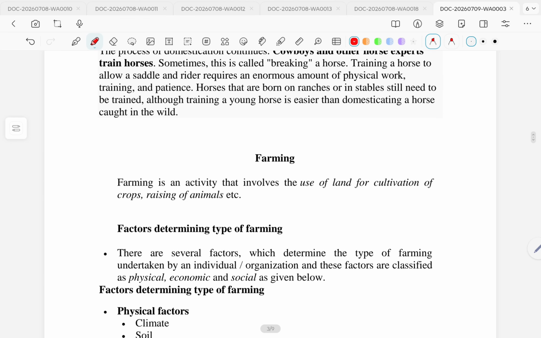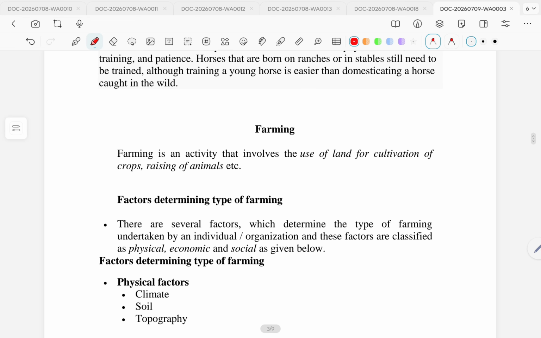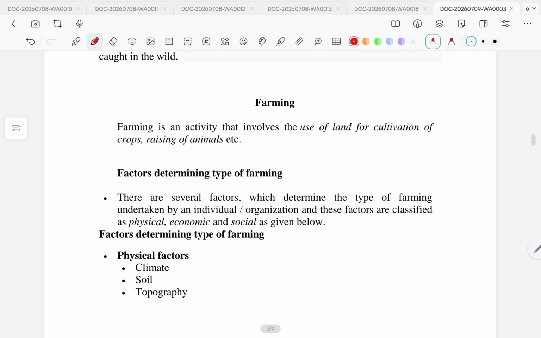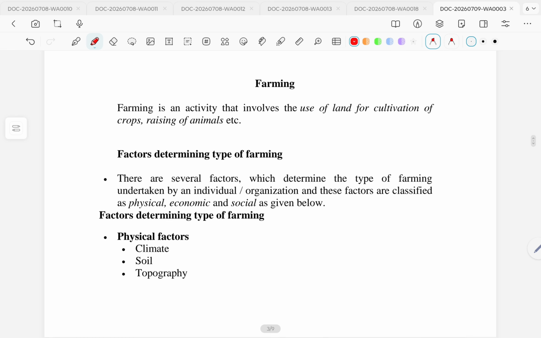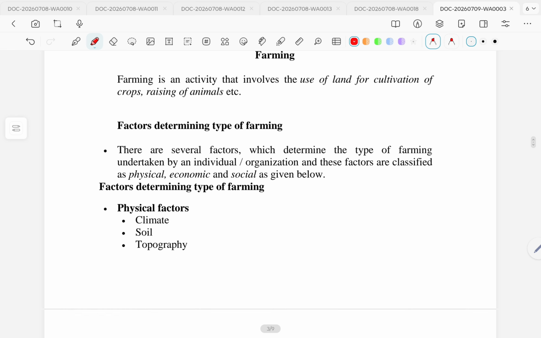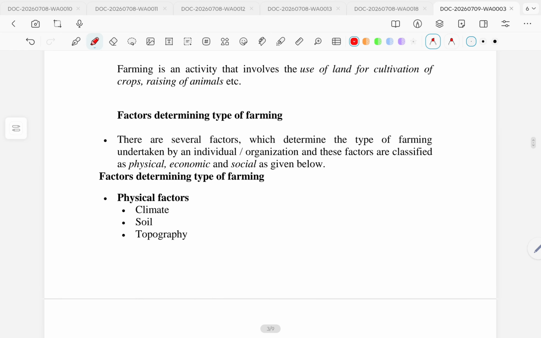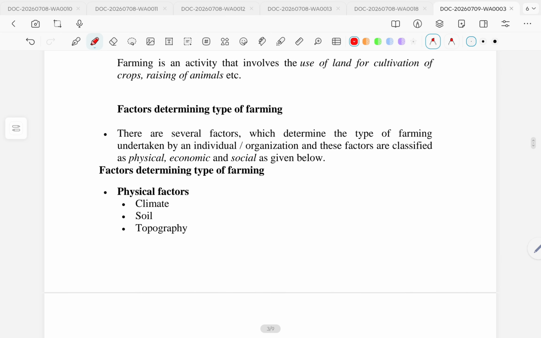Farming. Farming is an activity that involves the use of land for cultivation of crops, raising of animals, etc. Factors determining the type of farming: there are several factors which determine the type of farming undertaken by an individual or organization, and these factors are classified as physical, economic, and social, as given below.